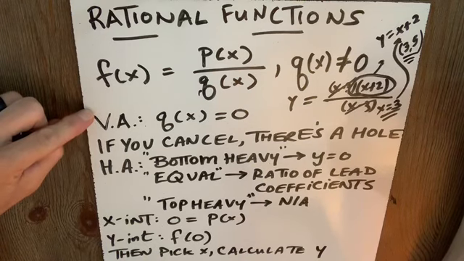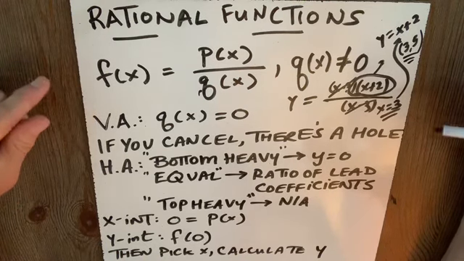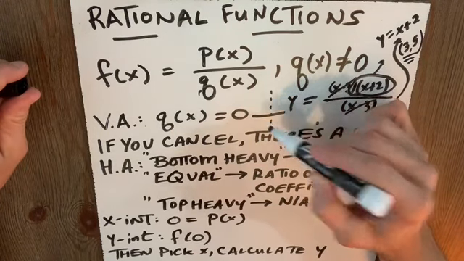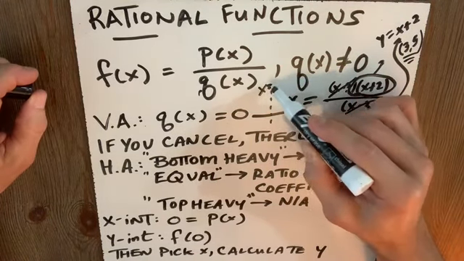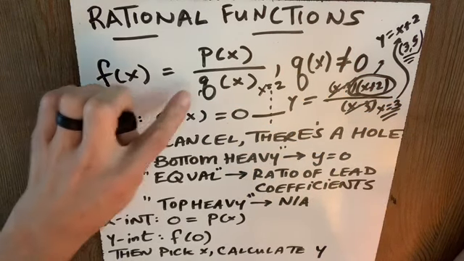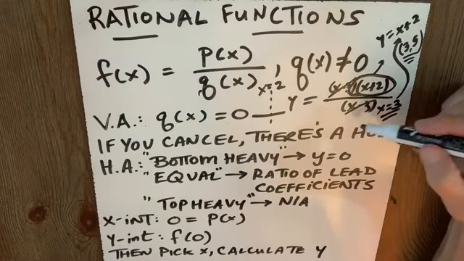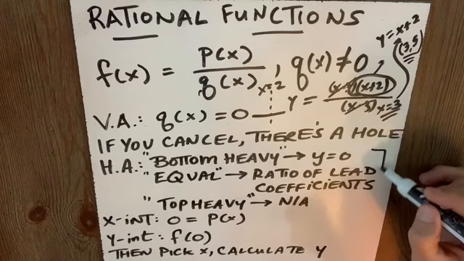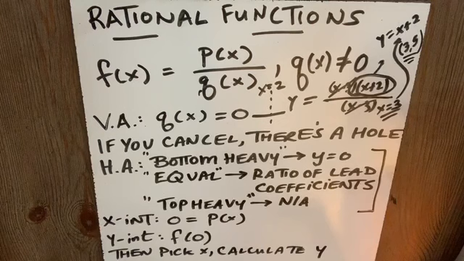A vertical asymptote will be of the form x equals something. It's a vertical line. So if we have a vertical asymptote at 2, we'd say x equals 2, and we draw this no-fly zone at 2. How do we find that? Denominator equals 0. Cancel, there's a hole, find the hole. That's an xy point.